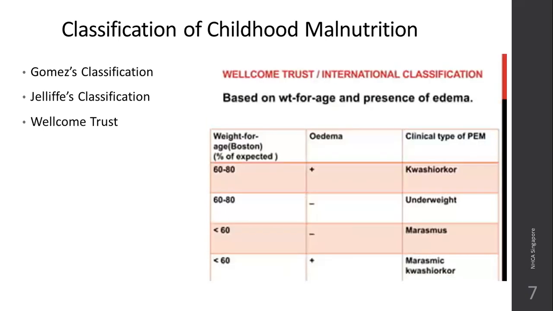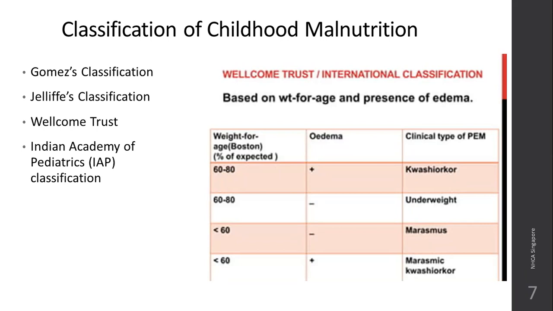Then we have Wellcome Trust classification. So in Wellcome Trust classification, the presence or absence of edema is important. Okay, just to make sure that if the child is just malnourished, the child has kwashiorkor or marasmus or both or not. Okay, so the presence and absence of edema is noted in Wellcome Trust classification of malnutrition.